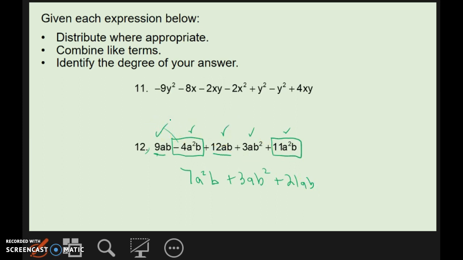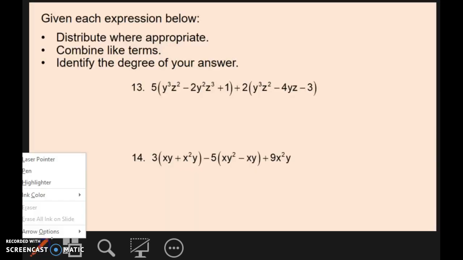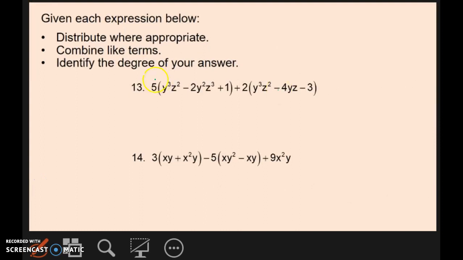It doesn't get much more difficult than this except when we have to distribute. When we distribute, we're really doing the same thing. When we look at number 13, we're going to take that 5 and distribute it. I've got to grab a pen, I'm sorry. Take the 5 and go here, here, and here. So we're going to have 5y to the third z squared, minus 10y squared z to the third, plus 5. And then we distribute the 2.